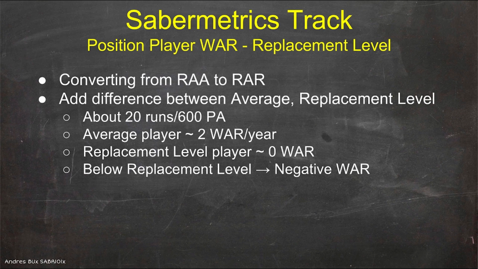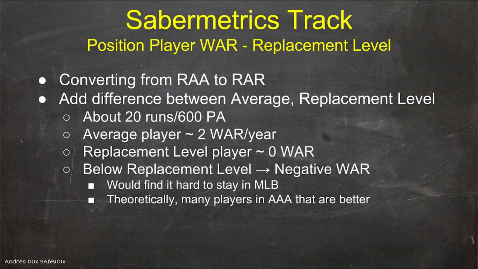Conceivably, there's a player in AAA who can replace that player who's generating negative WAR. There should be many players at AAA and AA who can generate 0 WAR. So if you're generating negative WAR in the major leagues, you're probably going to find it hard to stay in Major League Baseball because you get replaced by somebody in the minor leagues.